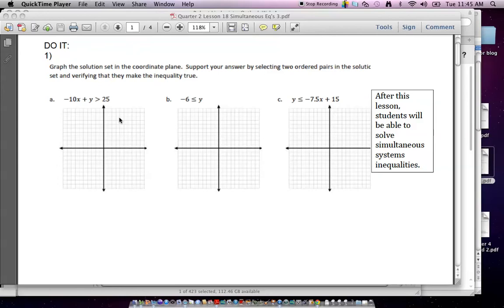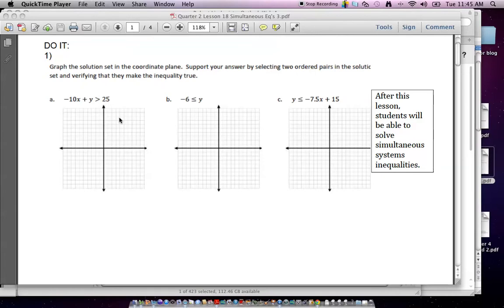The first one ain't so bad, other than the fact that as we look at this, let me make sure my little green light goes on. Good. As I look at this, I notice that I don't have 25 on a scale. So I'm going to have to adjust exactly how I get this done. And when that happens, I have to change the scale. I can't go each box as one.